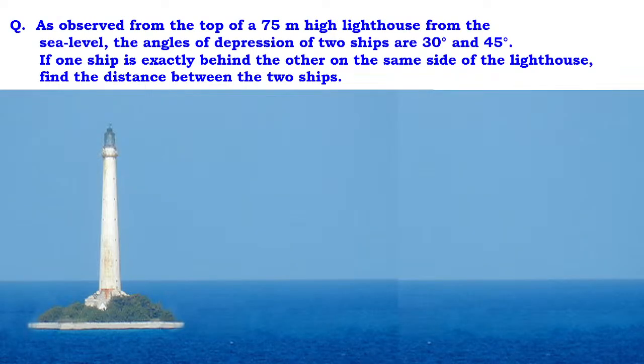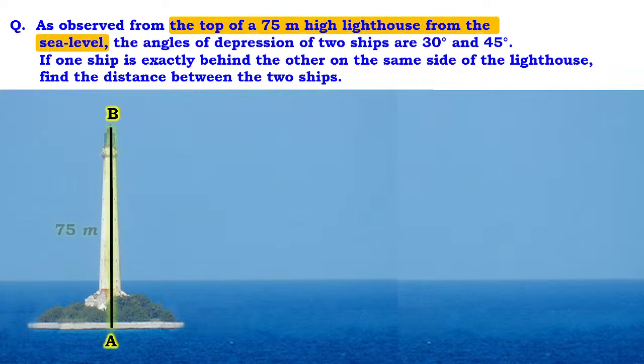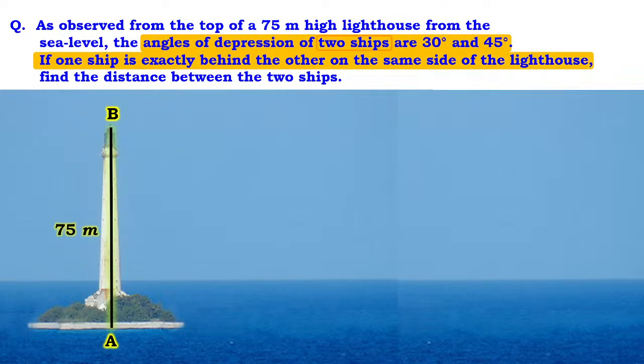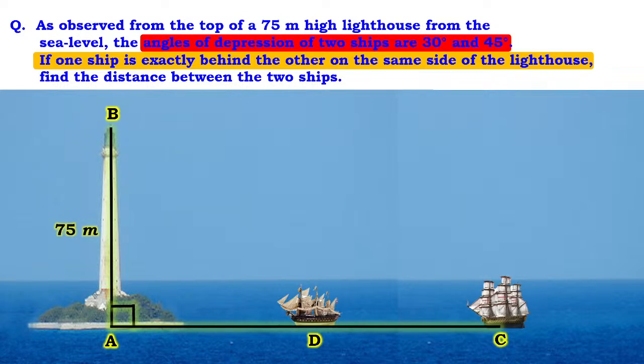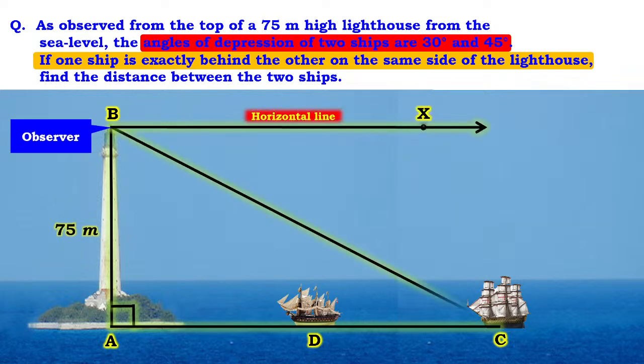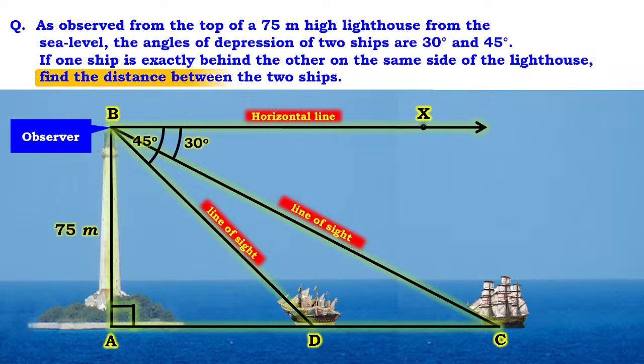The height is how much here? 75-meter. Okay, so now the angle of depression of the two ships they have given. So one ship is this, I think Pirates of the Caribbean. And okay, so here we have the first angle of depression. This is how much? 30 degree, 30 and 45 degree.